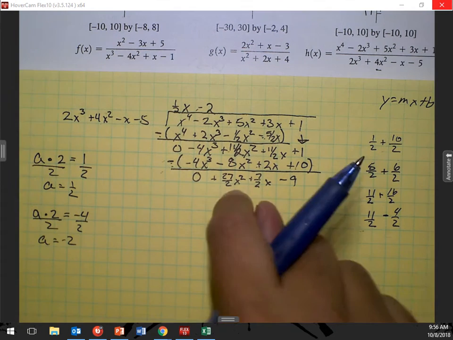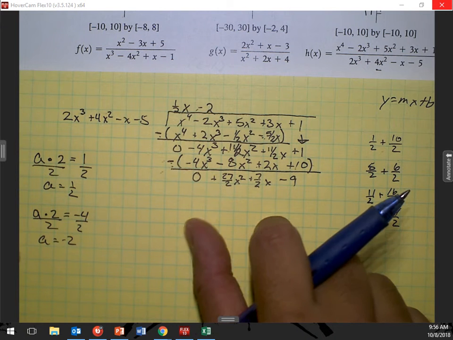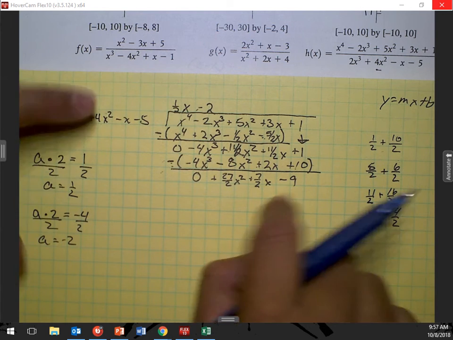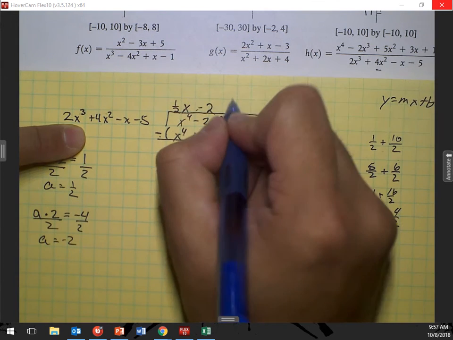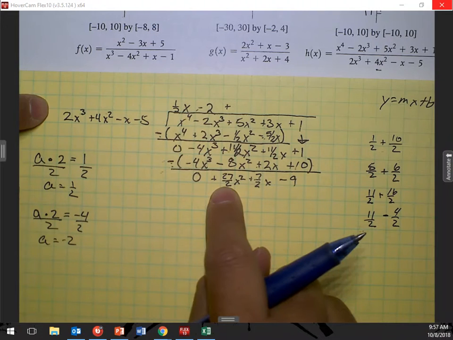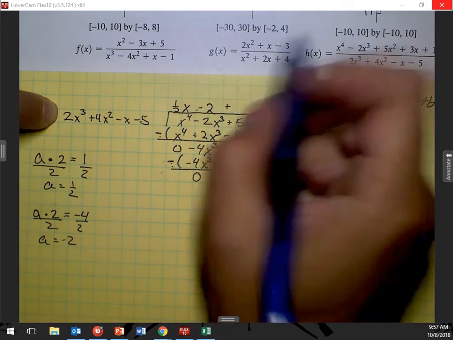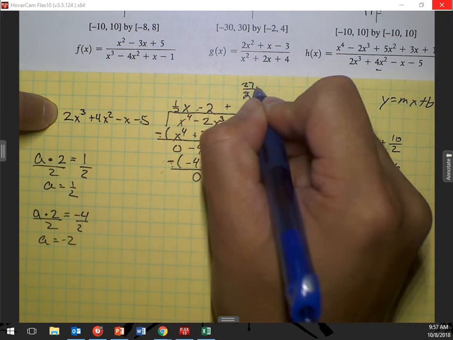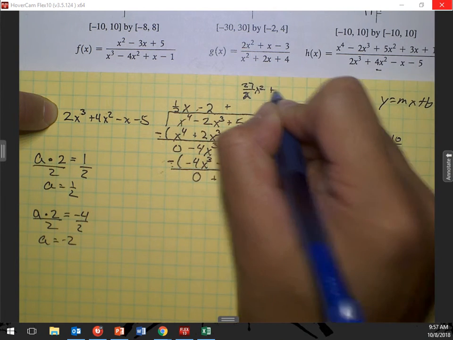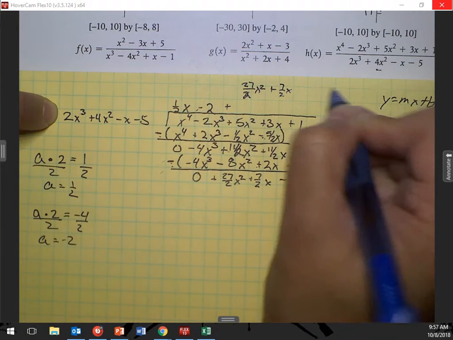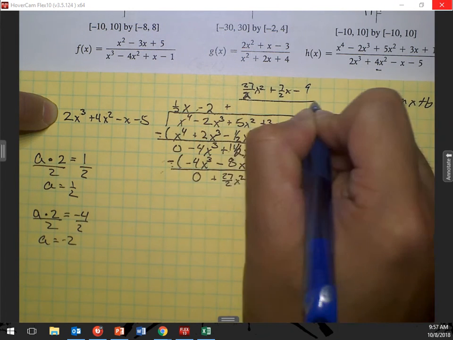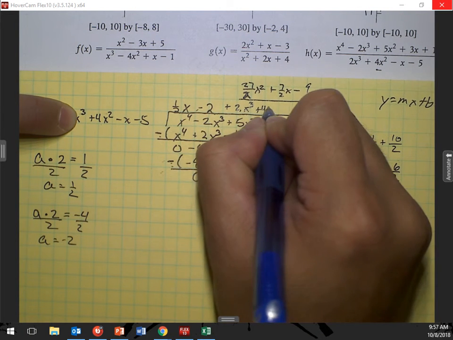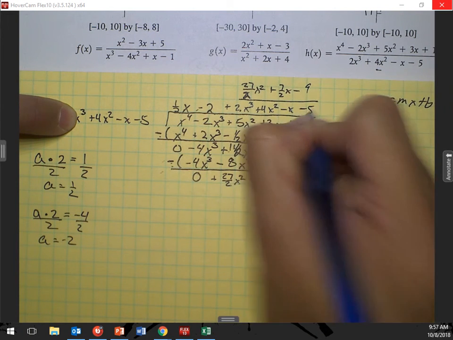We can go to the negative powers. Alright, so it's going to be plus all this over this. 27 over 2x squared plus 7 over 2x minus 9, all over 2x cubed plus 4x squared minus x minus 5.